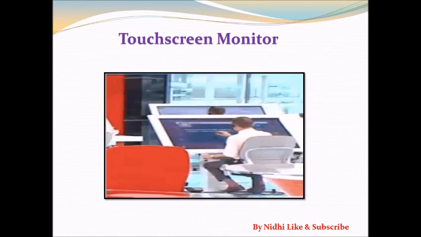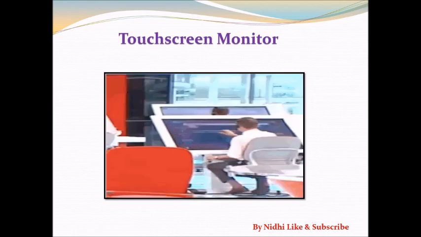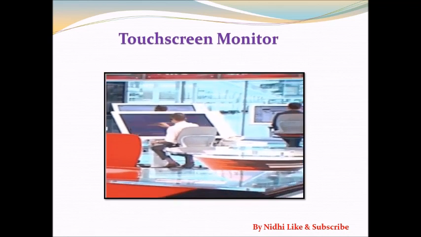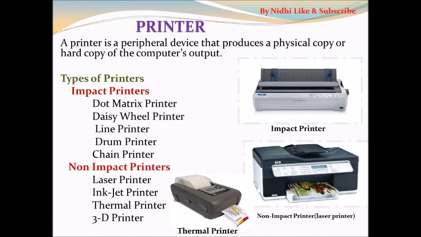Let us talk about printers now. A printer is a peripheral device that produces a physical copy or hard copy of a computer's output. There are two types of printers: impact printer and non-impact printer. Impact printers work on the principle of typewriter mechanism and allow physical contact between the printer head and the paper. They print by the impact of dot wires on the page, and they are also known as character printers.